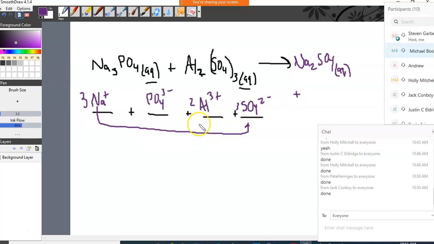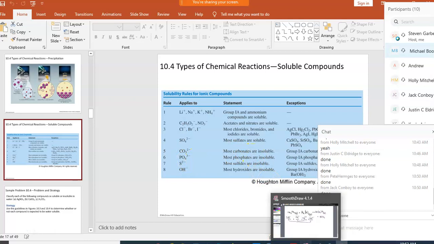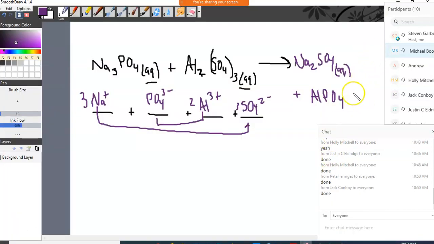And then the aluminum, which is a 3+, pairs up with the phosphate, which is also 3-. So that formula is AlPO4. If we go to my solubility chart, I notice all phosphates are insoluble, unless it's one of these 4 exceptions. Aluminum is not one of the exceptions, so that would be my solid.